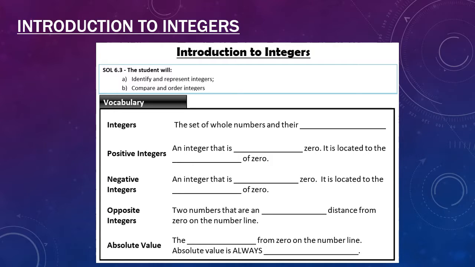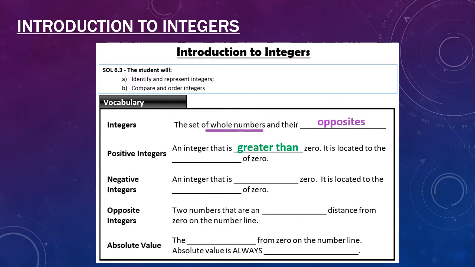So for number 1, the vocabulary at the top, integers is the fancy word. It's not intigers, it's integers. And that simply refers to a set of whole numbers and their opposites. And when we say opposites, we mean positive versus negative. And I want you to underline and highlight the keyword whole numbers. We're not talking about fractions or decimals. We're only talking about those numbers like 1, 2, 3, and their opposites, which would be the negative version. So -1, -2, and -3.